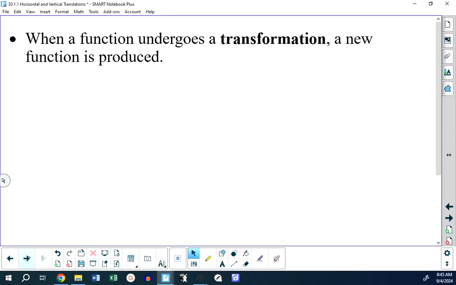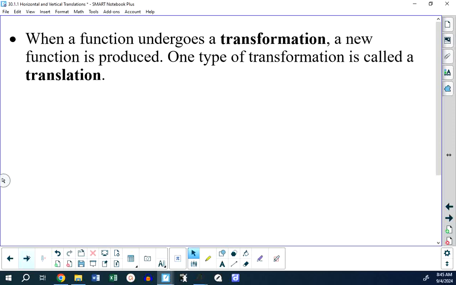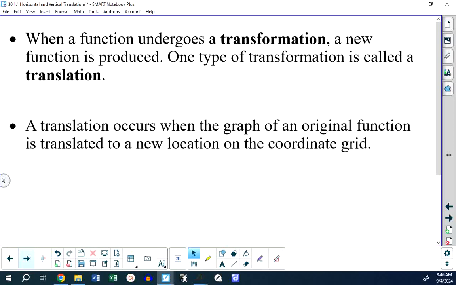The word transformation means to change. One type of transformation is called a translation. So a transformation is a broad category of things. We can have reflections, that's a transformation. We can have stretches, or we can have translations. And translations are what we're dealing with today. A translation occurs whenever a graph of an original function is translated to a new position.